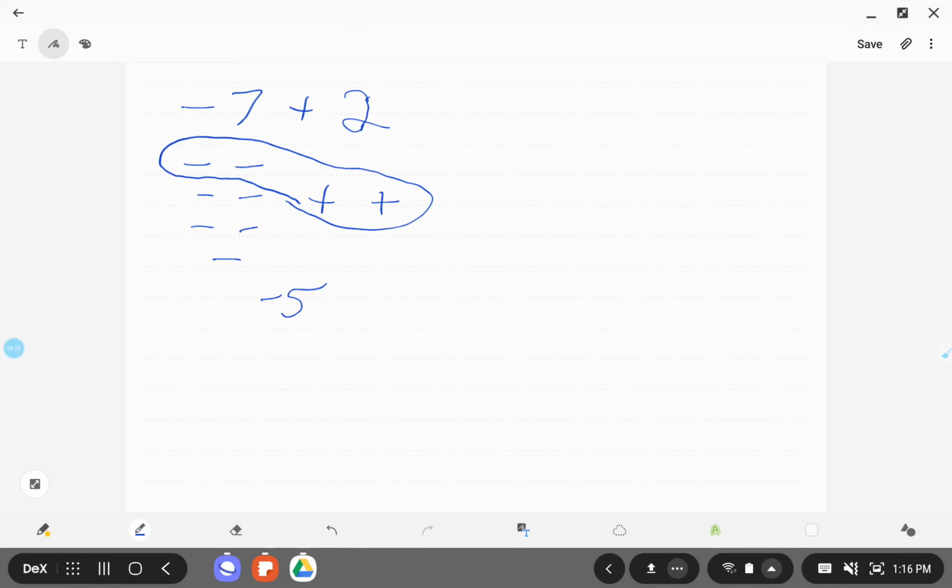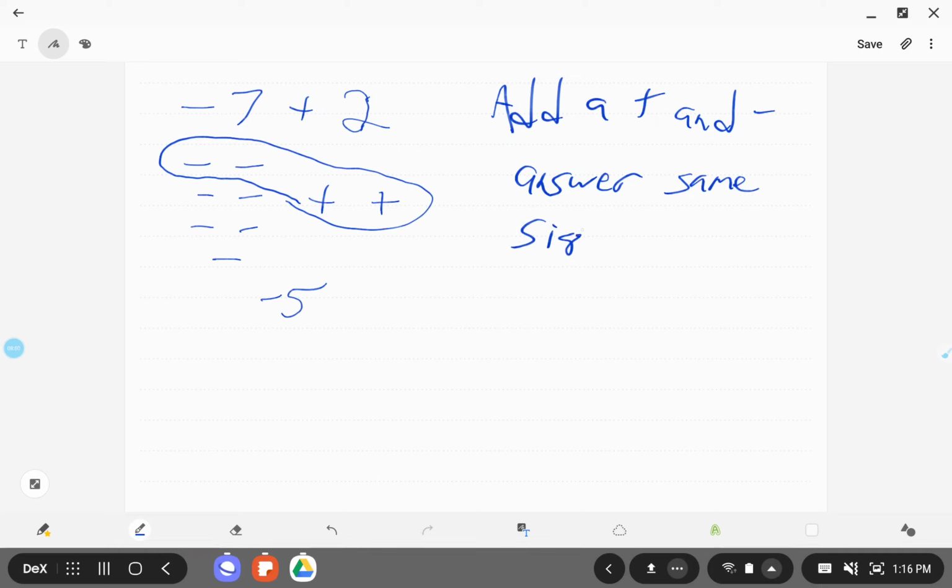So whenever you add, basically here's the rule. Whenever you add a positive and a negative integer, so they're not the same sign, they're different signs. One's positive and one's negative. If you add a positive and a negative integer, your answer will be the same sign as the number with the larger absolute value.